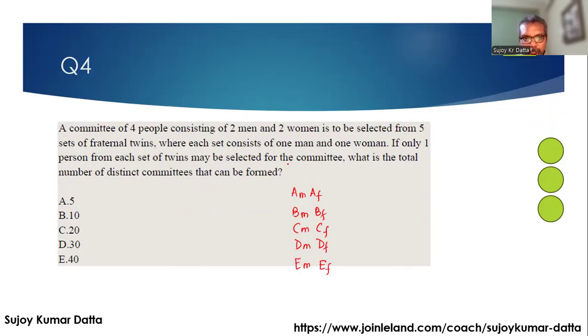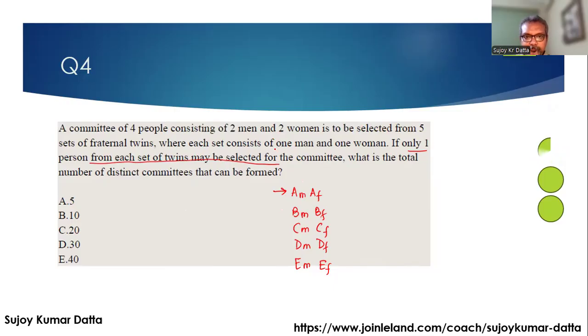I specifically need 2 men and 2 women. And only one person from a set of twins can be selected. Means you cannot select both of these A's, okay? You can only select one of them. If only one person from each set of twins may be selected, how many ways can you form the committee?